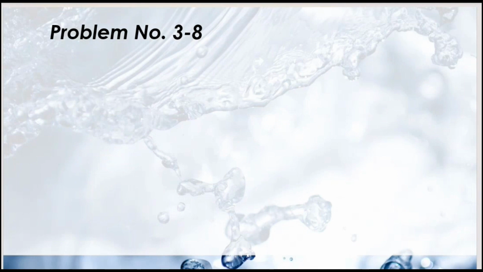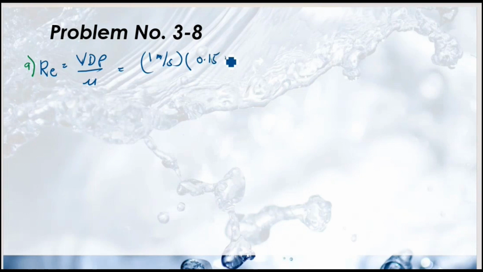So let's have our computation. First, let's compute for the Reynolds number. Remember, in Darcy-Weisbach, we are considering if the flow is laminar or turbulent. So to compute for the head loss, we have to consider that first. We have the formula V D rho over mu. In the problem, velocity is given at 1 meter per second, and the diameter is 150 millimeter or 0.15 meter.